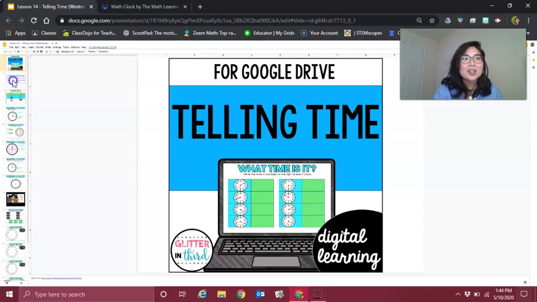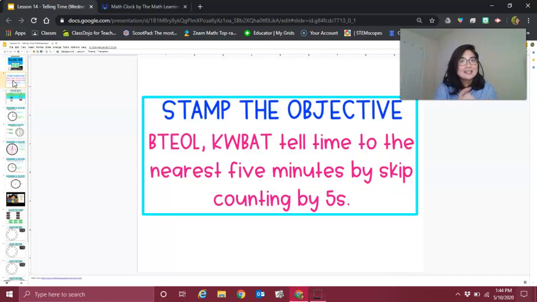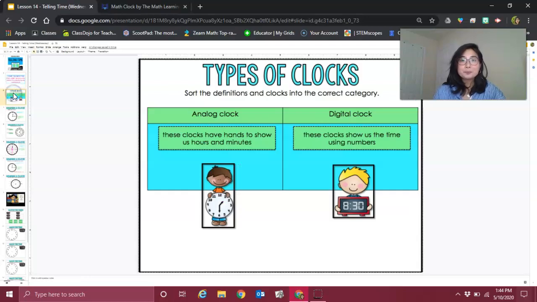So before we get started, let's go ahead and stamp the objective. By the end of the lesson, I will be able to tell time to the nearest 5 minutes by skip counting by fives. So before we get started, let's explore the types of clocks.